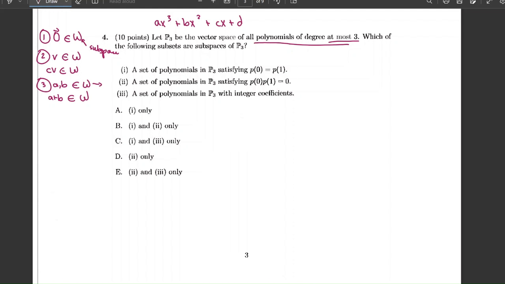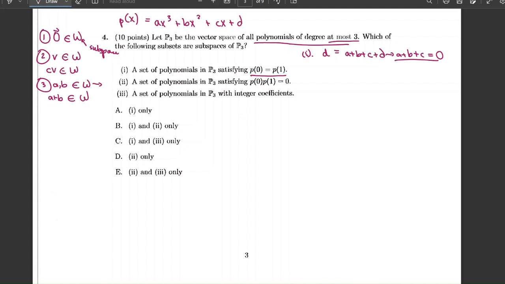We want to check that for each of these sets. In the first set, we have the set of polynomials that satisfy p(0) equals p(1). First of all, let's say p(x) is our polynomial. So p(0) corresponds to x equals 0, which is just going to be d. And then p(1) is when x is equal to 1, so you just have a plus b plus c plus d. So d equals a plus b plus c plus d, which just means that a plus b plus c equals 0.